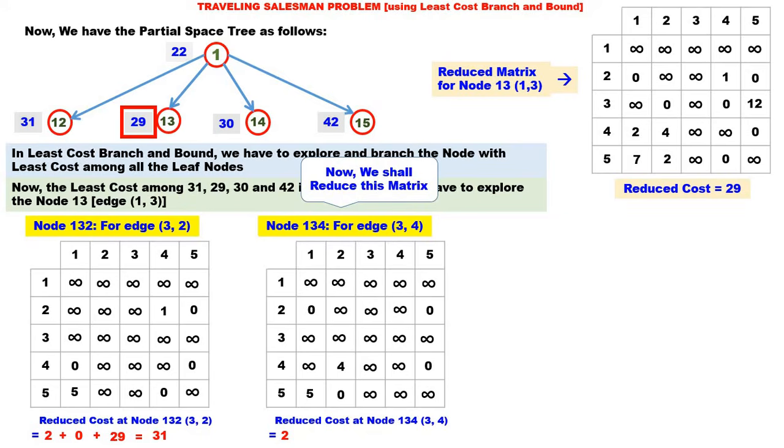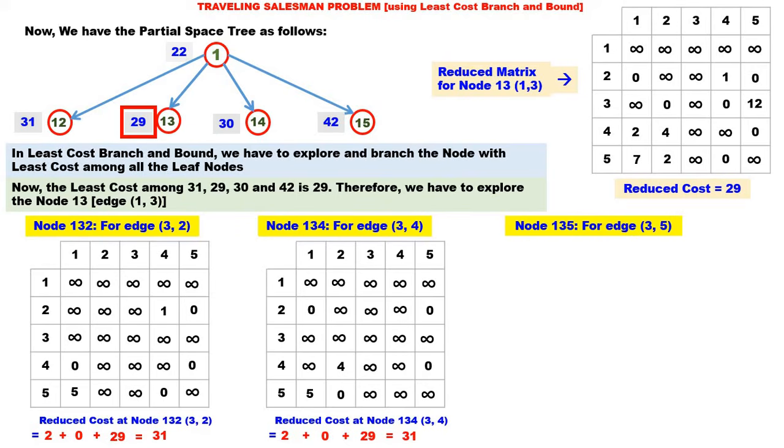Plus, what is the cost of 3 comma 4 in the reduced matrix for node 1 comma 3? Just observe, 3 comma 4 is 0. So add it. Plus, what is the reduced cost for the reduced matrix of node 1 3? It is 29. So 29 plus 2 is 31 again. Okay. Next, last one, node 1 3 5.